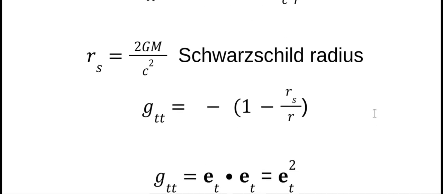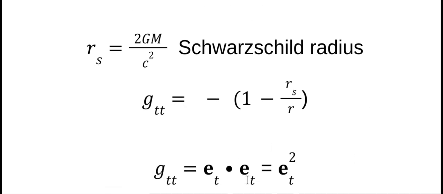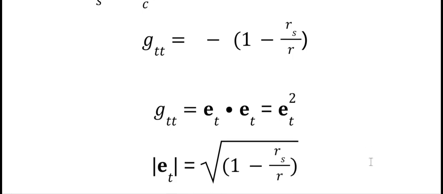And what is g_tt? That's just the dot product of the basis vectors, e_t dot e_t, which is really just e_t squared. So e_t squared is equal to that. We take the square root of both sides, and we first take the absolute value, because taking the square root of this gives us a complex number, and that's unrealistic. We're looking for something real. So we get the absolute value of the e_t basis vector equal to this expression. Now we can go to Desmos.